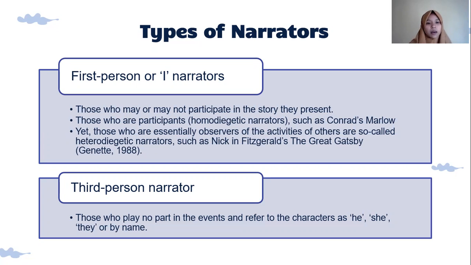And then the second type of narrator is the third person narrator, those who play no part in the events and refer to the characters as he or she or they or by name. Actually, there are kinds of third person narrator. The first is third person limited point of view, which only tells little about other characters, and the omniscient third person narrator, the one who can tell everything about the characters.